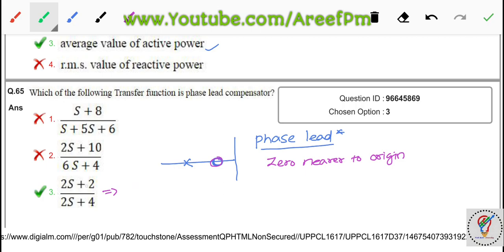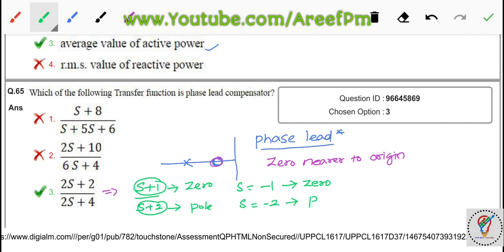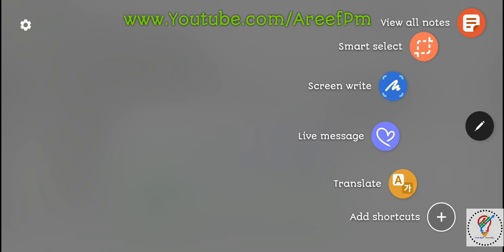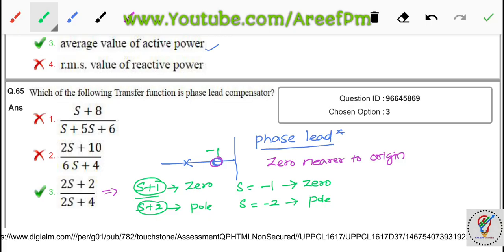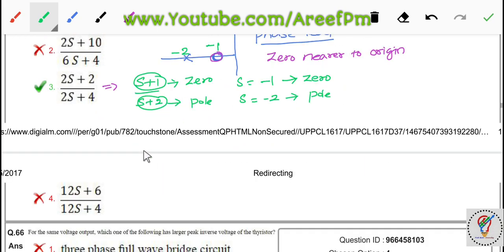If you make 2 common here, it is S plus 1 divided by S plus 2. So does S plus 1 denote a zero or a pole? It is a zero. S plus 2 is nothing but a pole. S plus 1 means S is equal to minus 1, so we have a zero at minus 1, and S is equal to minus 2 is the pole. So the answer is 3 here. Next we'll move to the next question.